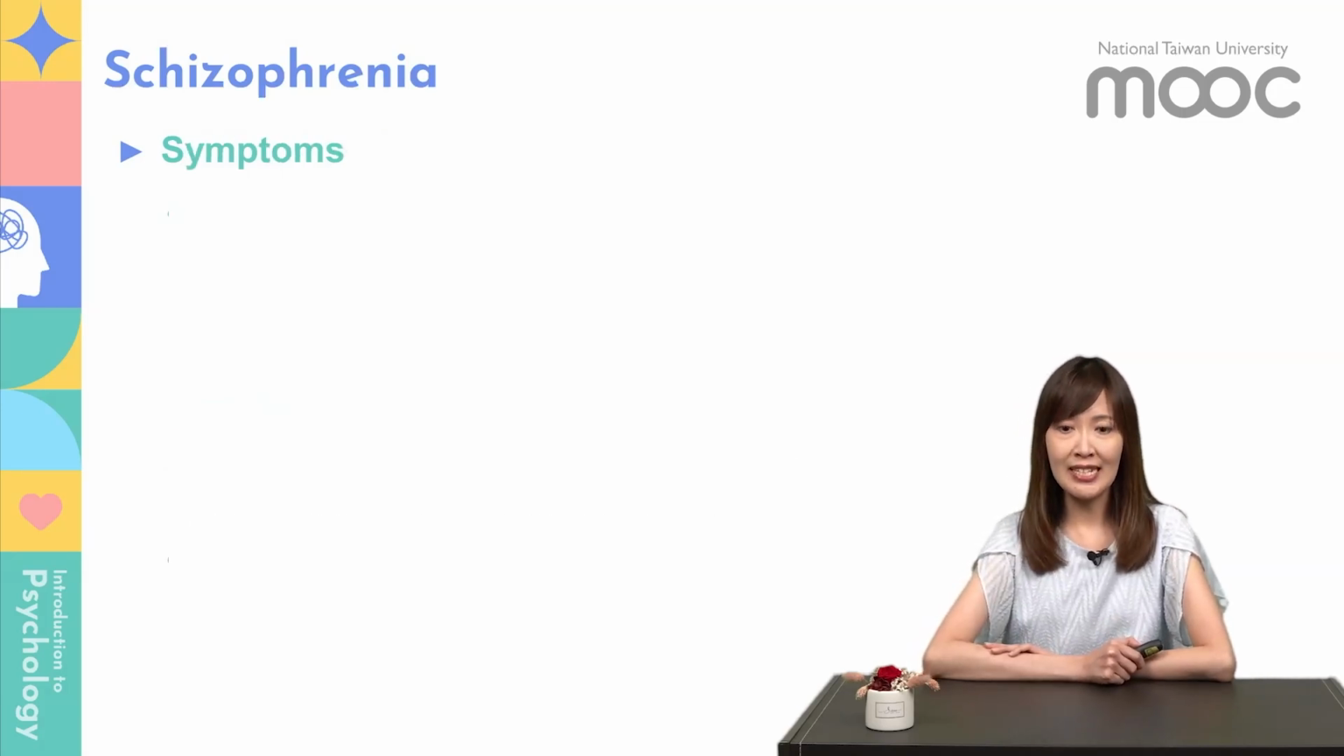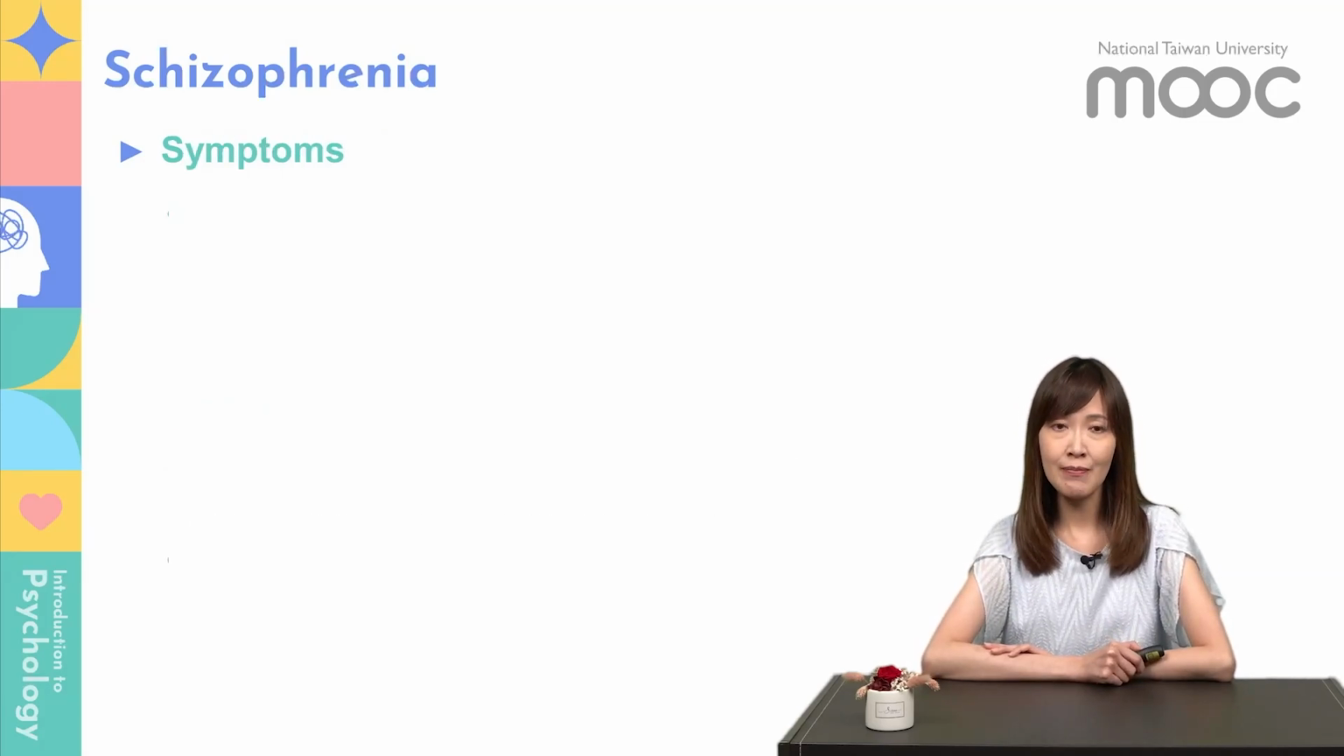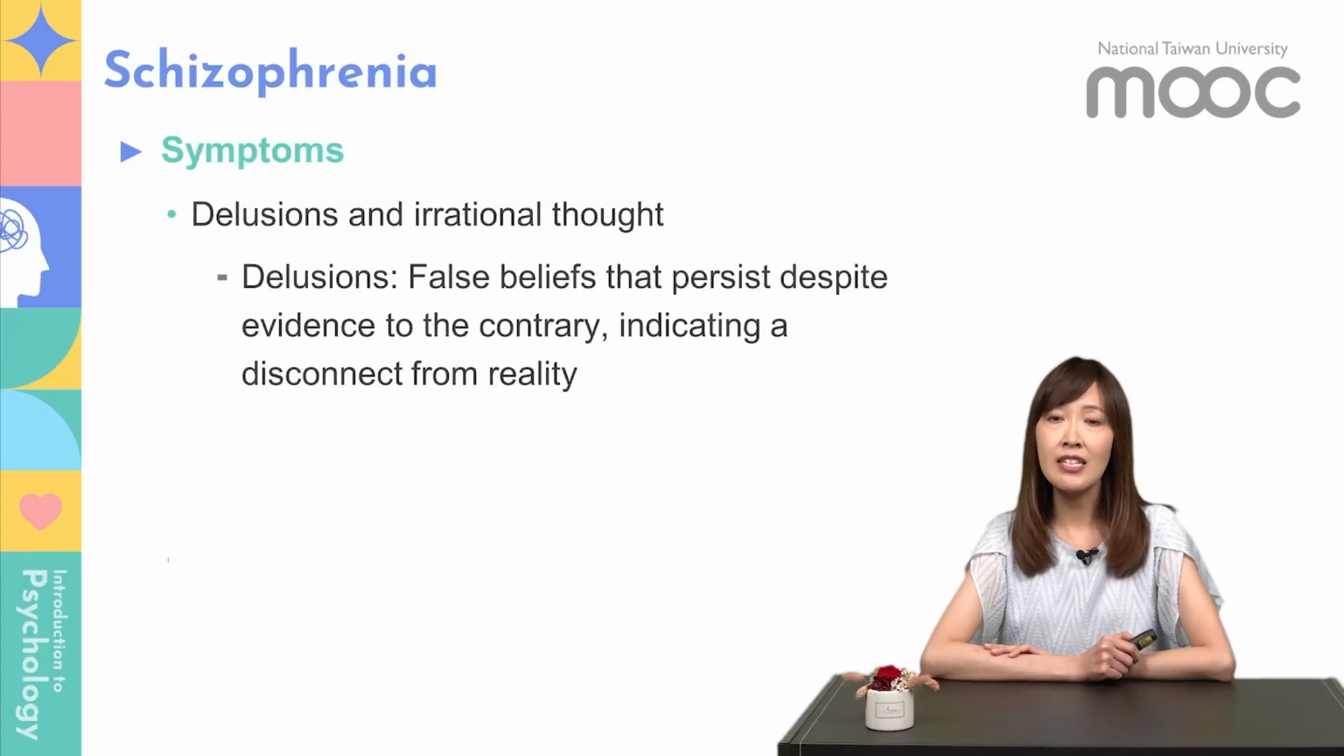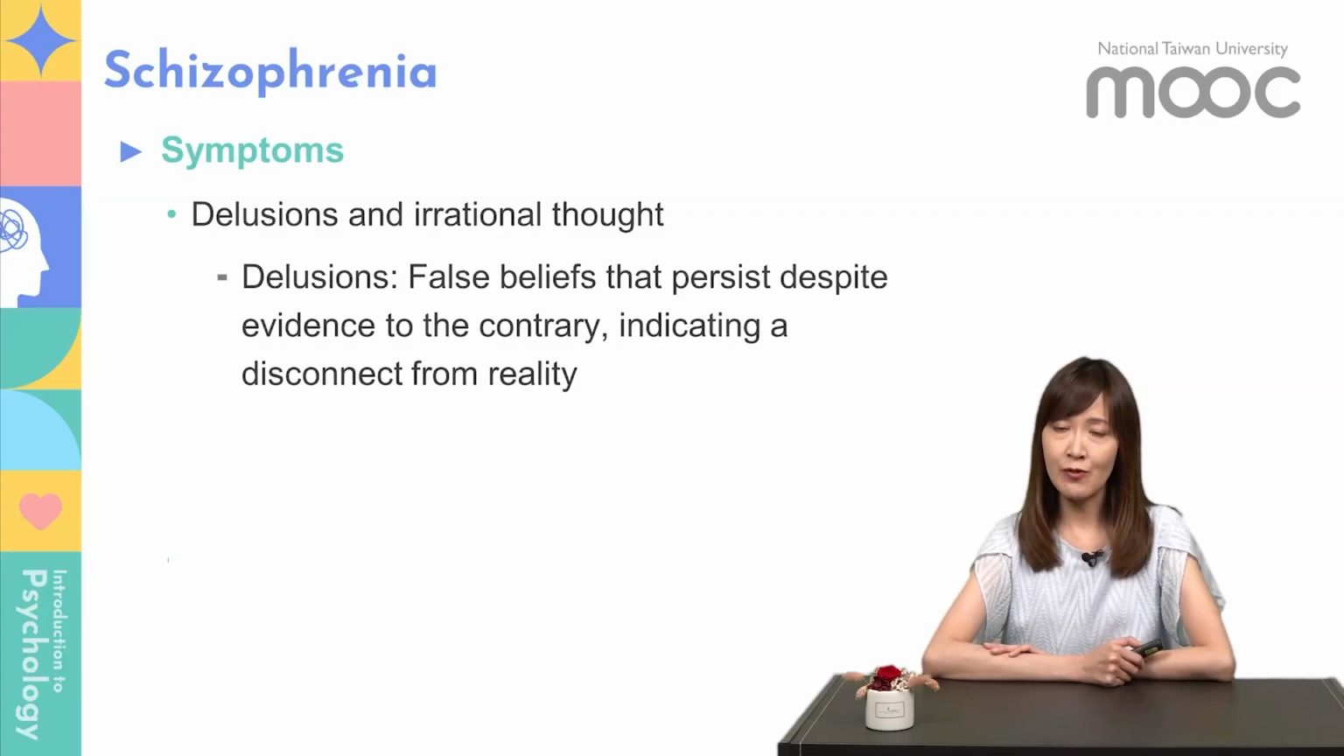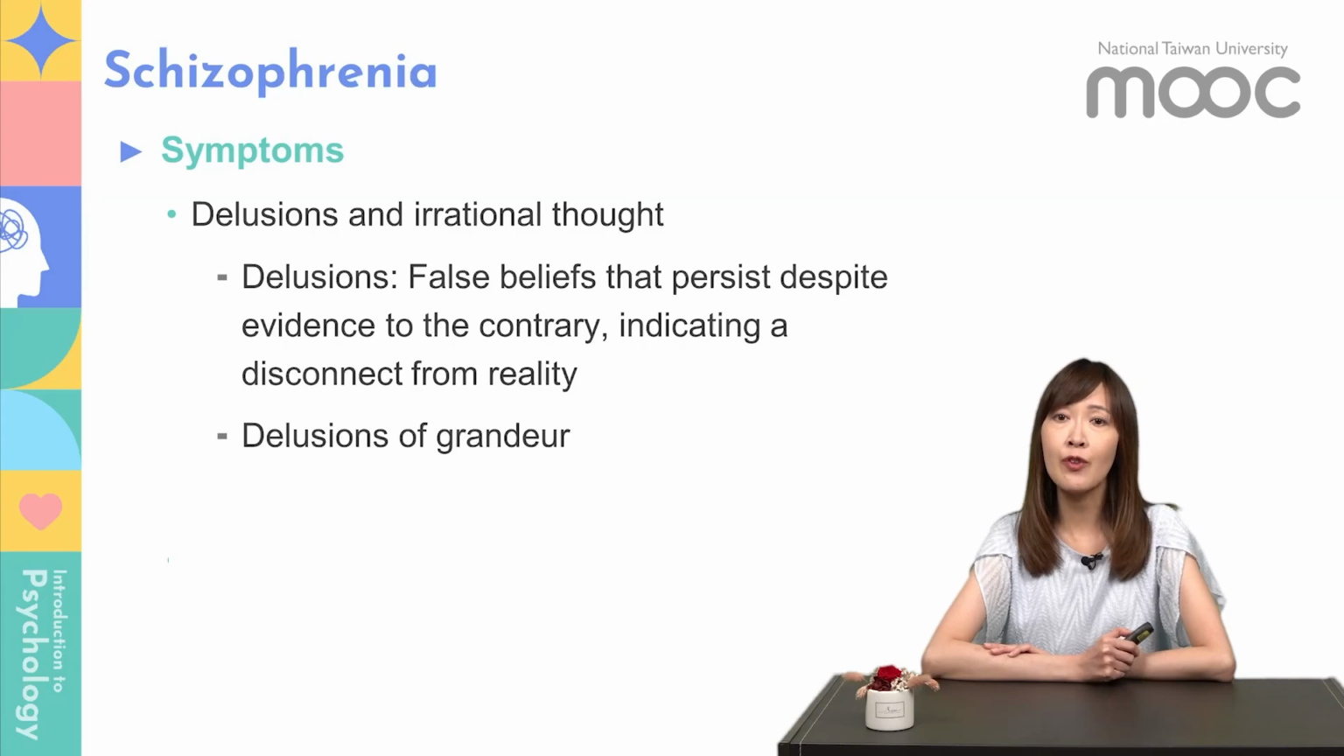Now we're going to look at the symptoms of schizophrenia. The first symptom is delusions. Delusions are the false beliefs that are clearly out of touch with reality, but these beliefs are maintained. So people with schizophrenia might have the delusions. They may believe that they are a tiger or they are a rabbit. And people with schizophrenia might also have the delusions of grandeur. That is, they think that they're famous, they're special, or they're unique.